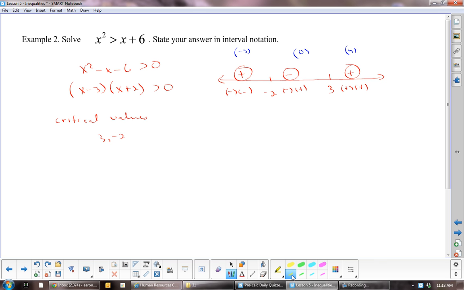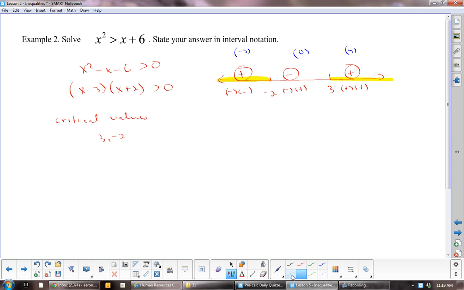So I am looking for when is this thing greater than 0. So here and here are my answers, correct? Now, this is a great OR. Okay, great OR is union. So this is like, give me all the values. Do I ask for the values that are shared? No, I ask for all the values.